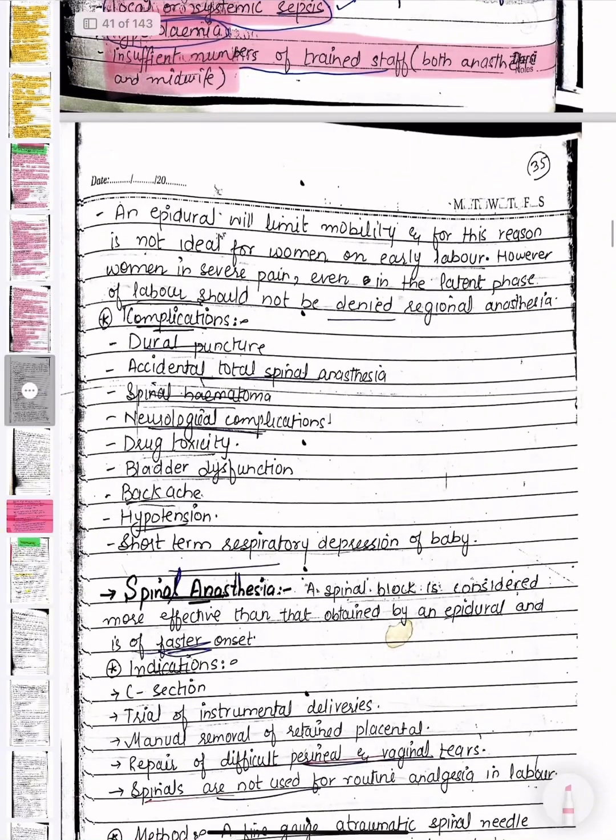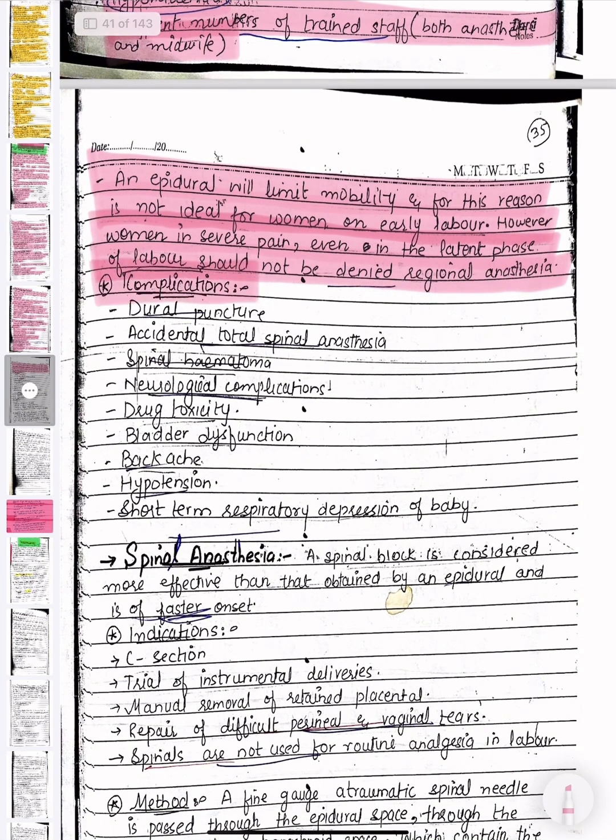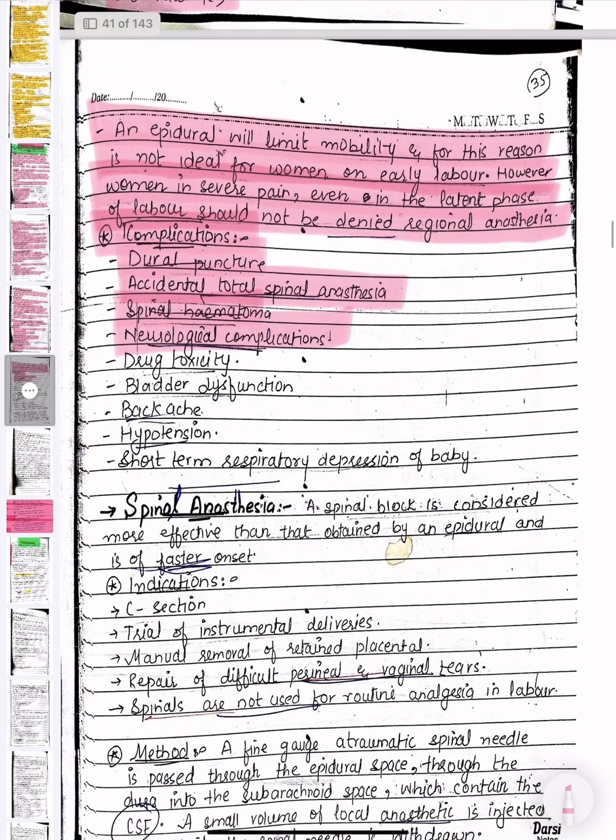Now, an epidural will limit the mobility and for this reason is not ideal for women in early labor. However, a woman who is in severe pain even in the latent phase of labor should not be denied regional anesthesia. The complications are dural puncture, accidental total spinal anesthesia, spinal hematoma, neurological complications, drug toxicity, bladder dysfunction, backache, hypotension, and short-term respiratory depression of the baby.